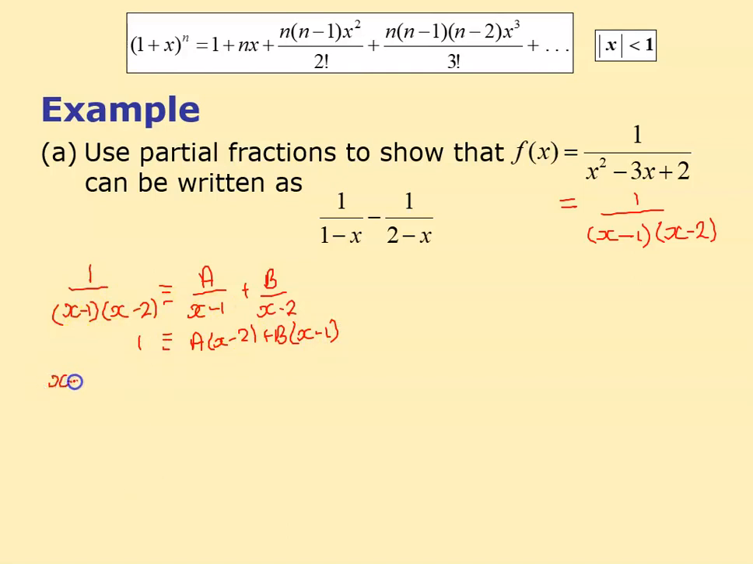And then I can set x equal to different numbers, and 2 is the obvious one to do for this one. That would mean 1 is equal to, they disappear, 1 goes into B, so 1 is equal to B. If I set x equals 1 instead, then 1 is equal to, what have I got? 1 in there gives me minus A. Or said differently, A equals minus 1 and B equals 1. And therefore I can rewrite my initial expression, 1 over x² − 3x + 2, now I wrote it into this format, so A is −1 over (x − 1).